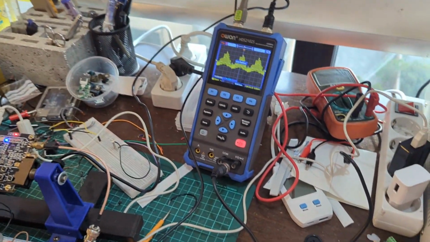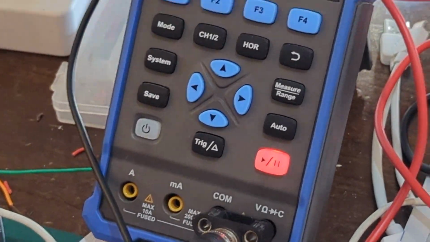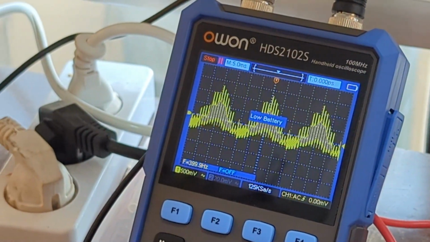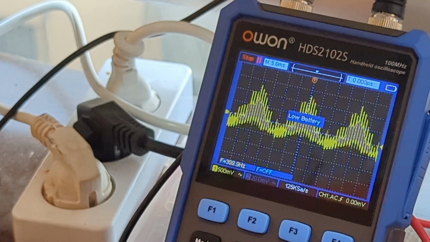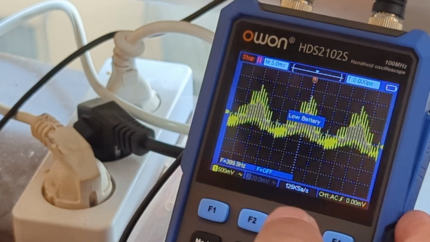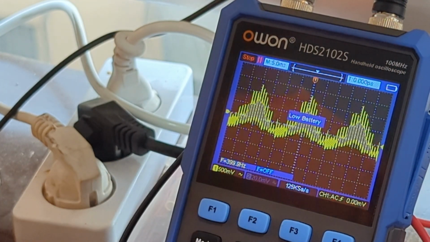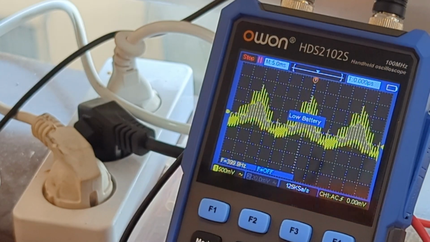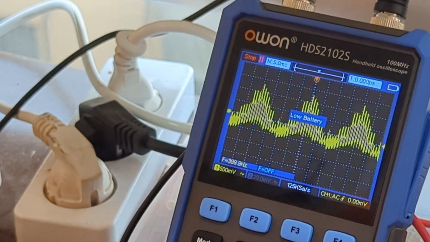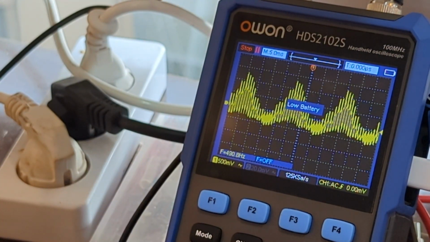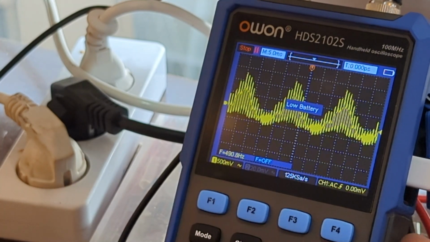Let's fix this. Yay, the oscilloscope is on low battery. I need to hook it up to the charger. I have no other option. Okay, let's just try and make it because I need to fix the adapter.